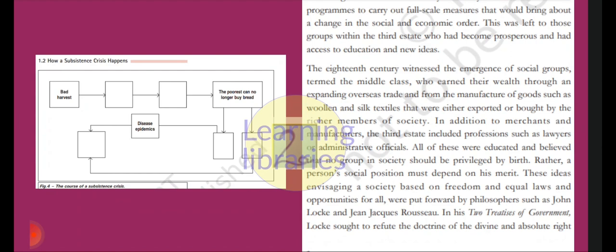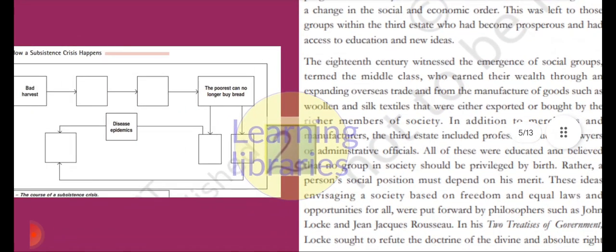The poorest can no longer buy food. The poorest people were not able to buy bread. The cost of bread rose rapidly. Then there were disease epidemics: fevers and diseases started spreading. All these led to a crisis where people couldn't actually support themselves.